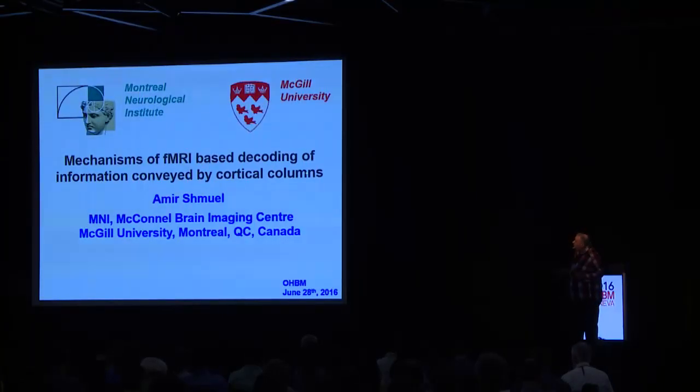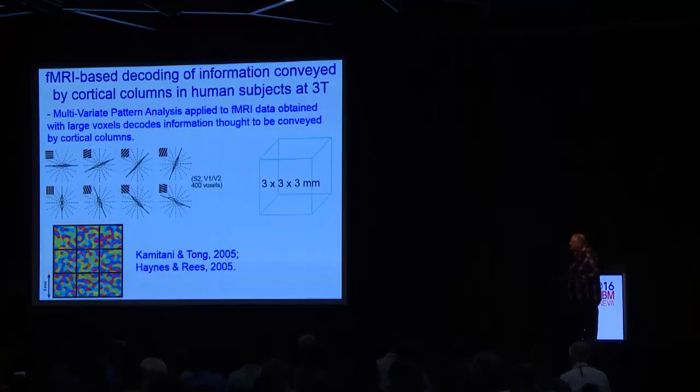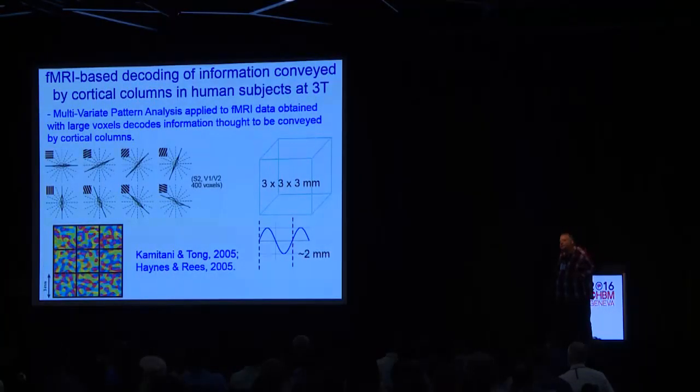Mechanisms of fMRI-based decoding of information conveyed by cortical columns. So we know now for about 11 years that fMRI at a resolution of 3 by 3 by 3 millimeter can decode the orientation of grating stimuli. This is puzzling because the voxel of 3 millimeter is coarse relative to the fine scale organization of orientation.